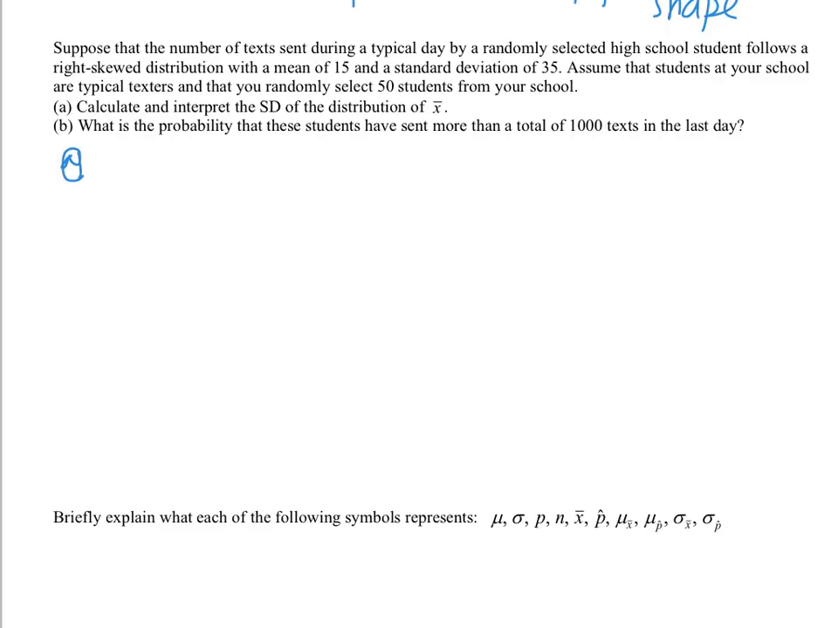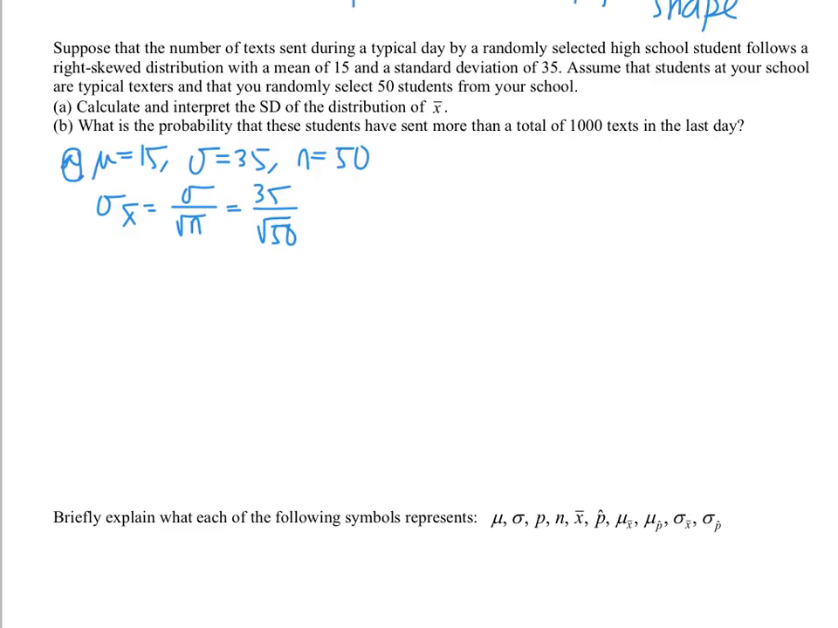Okay, so for A, I want to write down what we know. We know that our population is skewed right. We know that the mean of the population is 15. The standard deviation of the population is 35. And we know that we are taking a sample of size 50. We want to calculate and interpret the standard deviation of x bar. That's going to be the standard deviation of the population divided by root n. So in this case, 35 divided by the square root of 50.